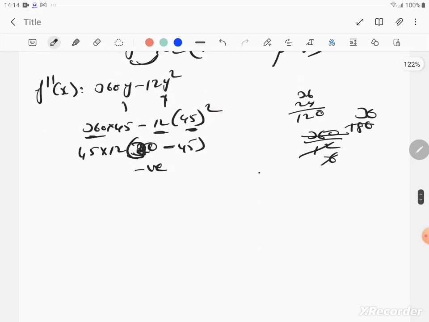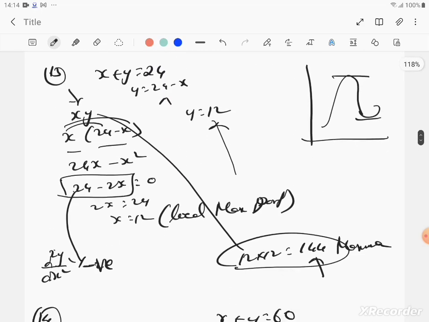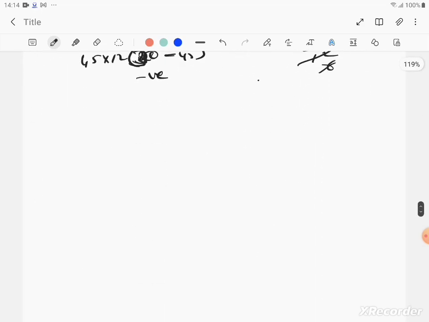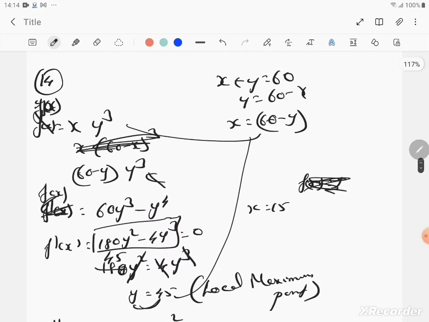So let's go to the next question. The sum number 15, is it? I just finished 14, 13. Okay, so I have to do 14. Sum number 14. Find the two positive numbers x and y such that x plus y is equal to 60. X into y cube. Yeah, I just did that. So that happens to be sum number 14. Yeah, I have to go to sum number 15.